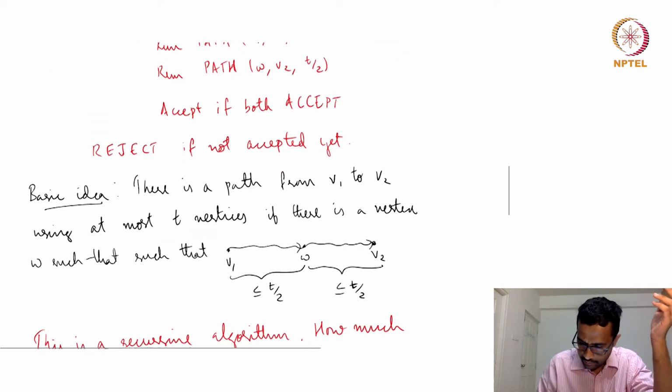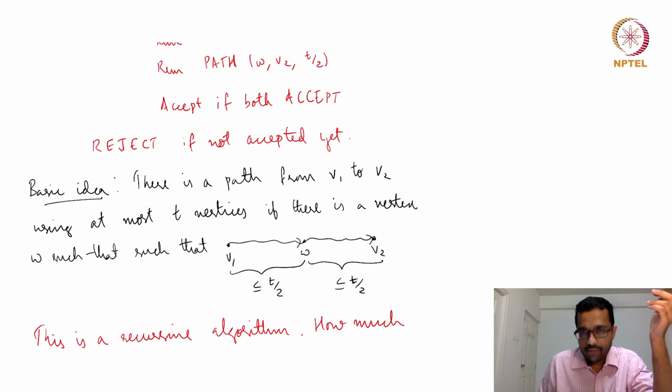So there's a figure here. If there is a path from v1 to v2, then there is a midpoint, right? So let's call that midpoint w. So then v1 to w is of length at most t divided by 2, and w to v2 is also of length at most t divided by 2.